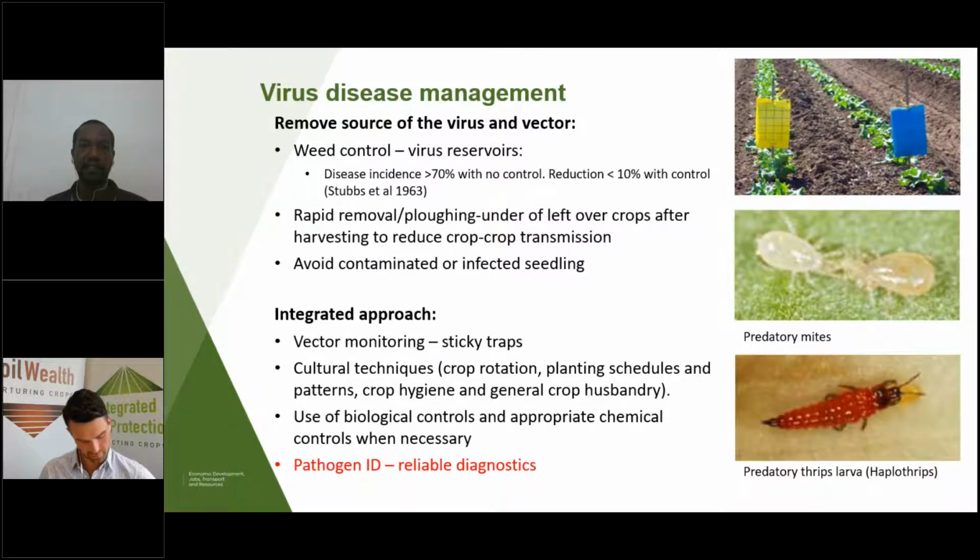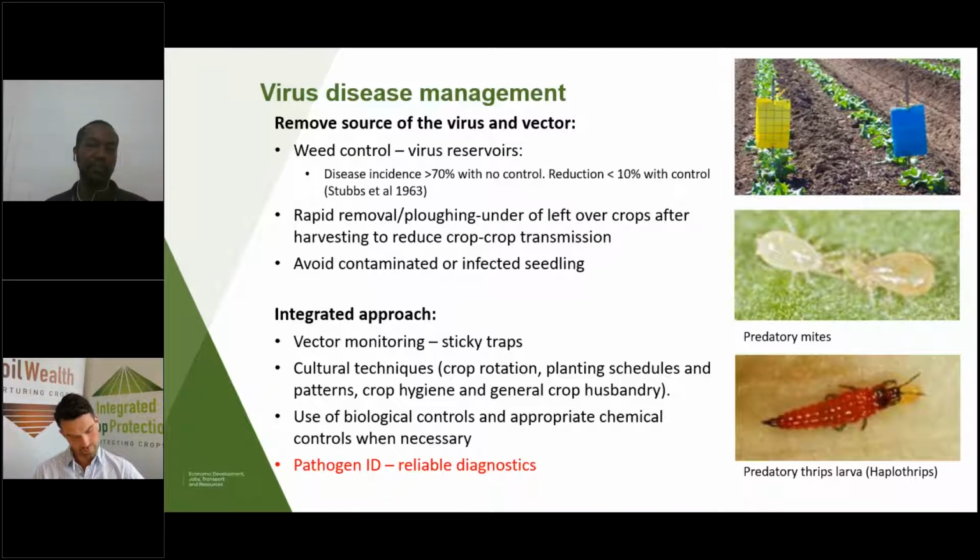Also, there are integrated approaches such as vector monitoring, which is really important. It's good to know what vectors are in your field, maybe using sticky traps, which can inform you what sort of viruses are causing diseases, because sometimes some of these viruses occur as mixed infection, and you can't identify them by symptoms alone.